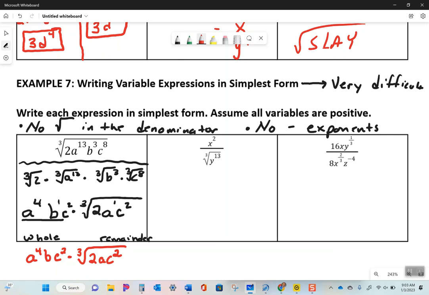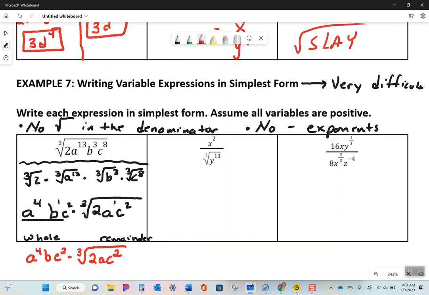Okay, just somebody fill me in on how I got the a to the 4th out here as a whole part and a to the 1st in here. 3 into 13. How many times whole? 4. And then what's the remainder here? 1. Okay. Does this idea of saying what I can wholly pull out goes out front, whatever remainder remains under the root, does that kind of make sense?